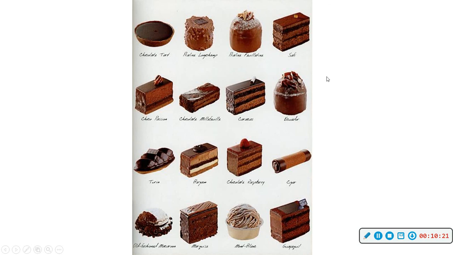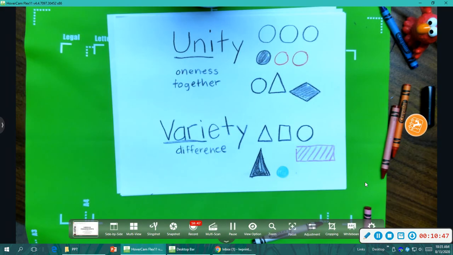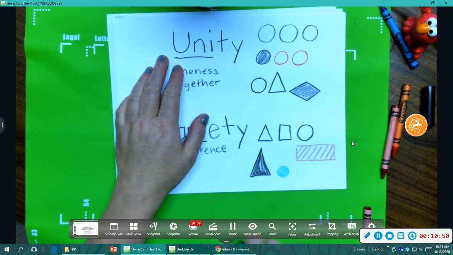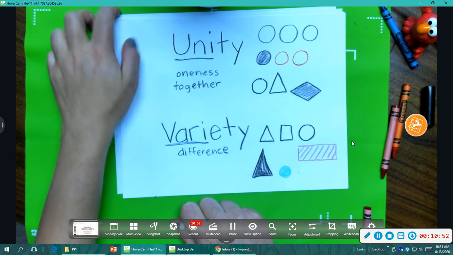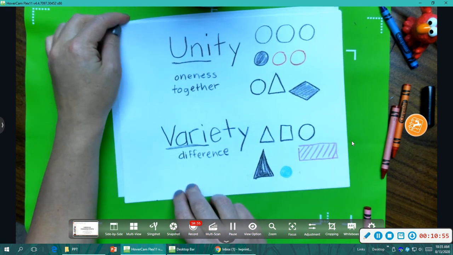What do these have in common? Where's their unity? If you answered they're all dessert and they're all chocolate, and they all have the same little font underneath, you are correct. They're different because they're different desserts. You've got different shapes, different sizes, different toppings. Alright, so guys, we are going to be using unity and variety in the next part of our project when we are working with our three-dimensional shapes for our desserts.